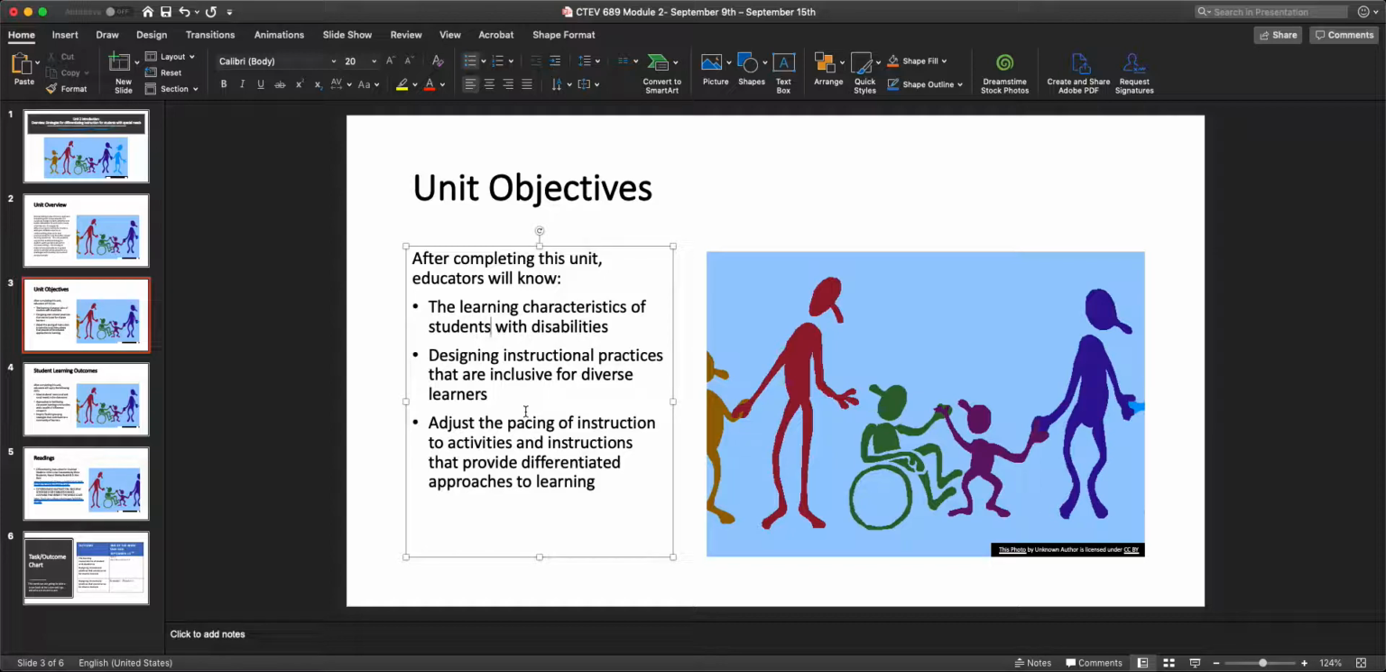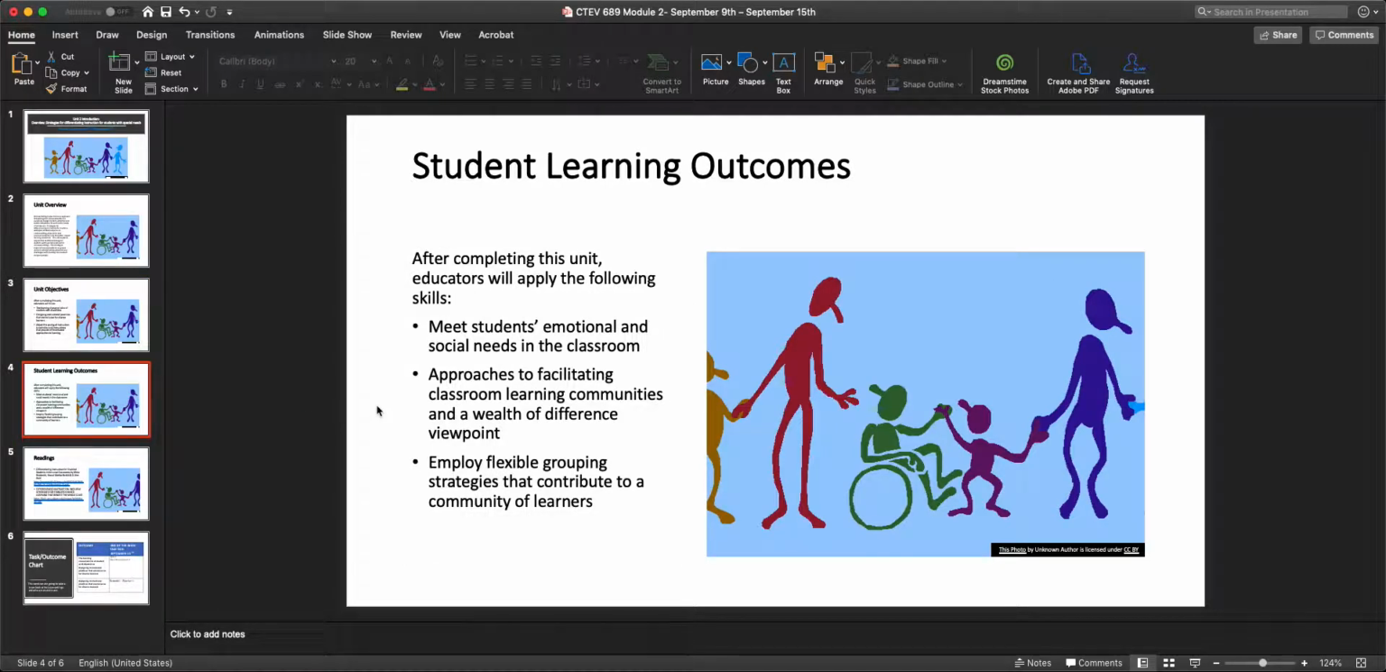Designing, hopefully by the end you'll be able to start designing instructional practices that are inclusive for diverse learners, which some of you are already doing in a great way, but this is a little bit more specific to focusing really intentionally on the process and the product and how you're addressing the needs of your students with special needs, and then adjusting the pacing of instruction to activities and instruction that provide differentiated approaches to learning. The pacing is a hard one, I think, overall, especially when you think about the delivery of the content. So hopefully we'll start to address some of that with the process to ensure all students are learning at their best ability. By the end, hopefully you will be able to apply the following skills: how to meet students' emotional and social needs in the classroom, approaches to facilitating classroom learning communities that welcome different viewpoints, and employing flexible grouping strategies that contribute to a community of learning.